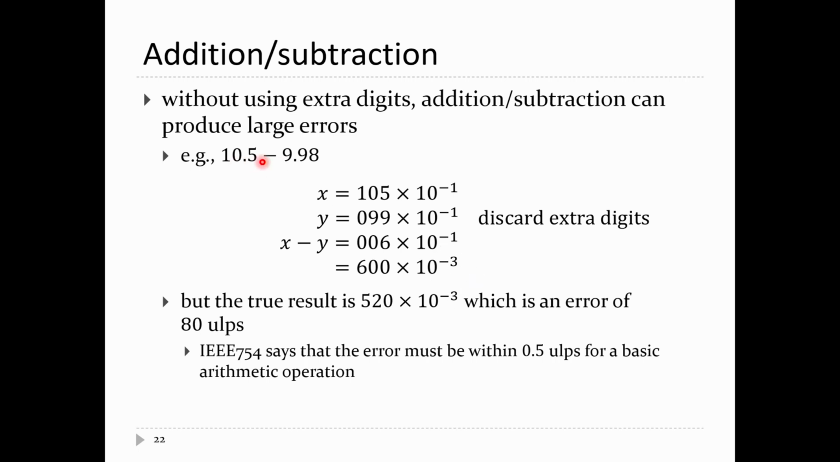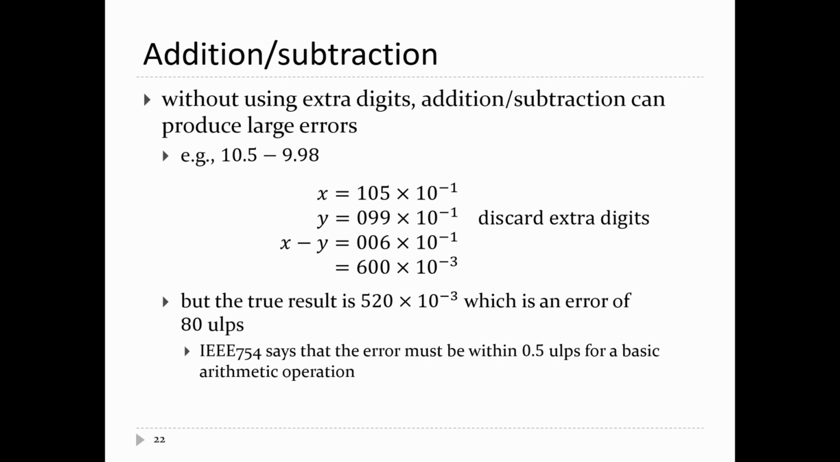What's the true answer here? 10.5 minus 9.98, its true answer is 520 times 10 to the minus 3. So notice we're in a strange situation. I can write down the true answer in our floating point format without losing any precision, but I can't compute this value to get the true answer. When I compute it, I get 600 times 10 to the minus 3. If you take the true value and subtract 600 times 10 to the minus 3, you get minus 80. Take its absolute value, that's 80. And so the error between those two numbers is 80 ulps.